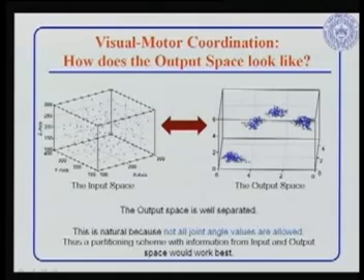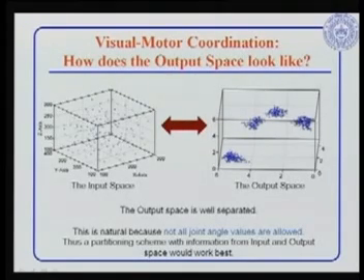But if I look at the output space, if you look at the data points, they are not uniformly distributed like here. So, the output space is well separated. What does it mean? This is natural because not all joint angle values are allowed.